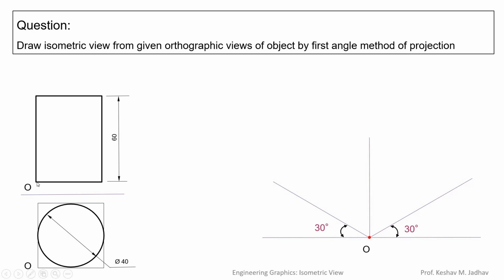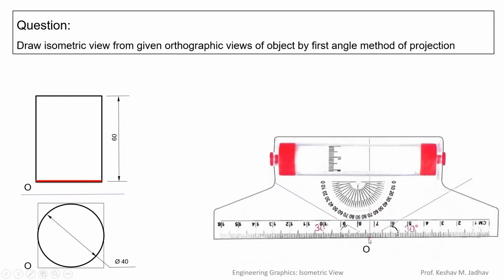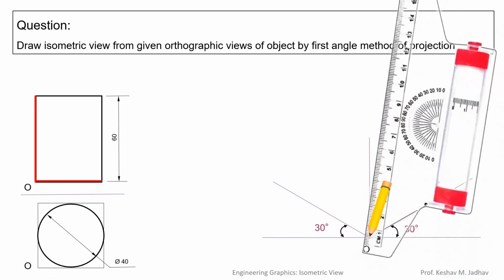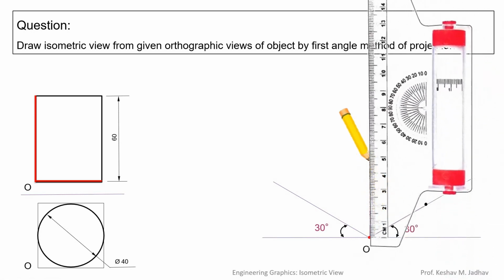So from point O, there is a horizontal line on the right side. In isometric view, on the right side of point O, there is the x-axis. So we can measure a 40 mm distance and draw a thin line of 40 mm length. Then from point O, there is a vertical line of 60 mm length. So we can measure a 60 mm distance and draw a line of 60 mm length.